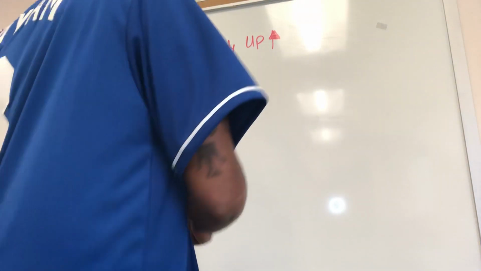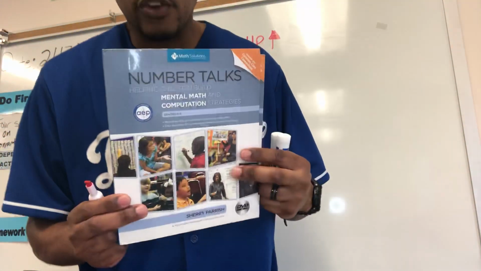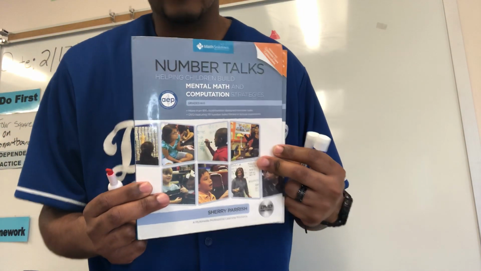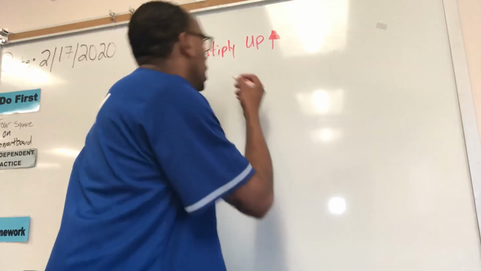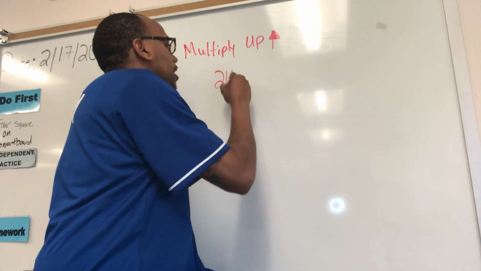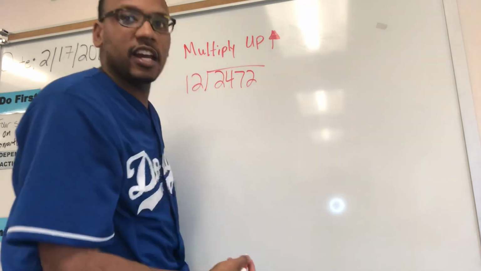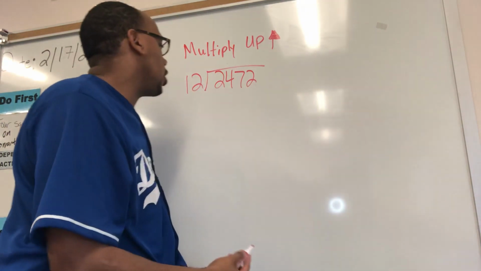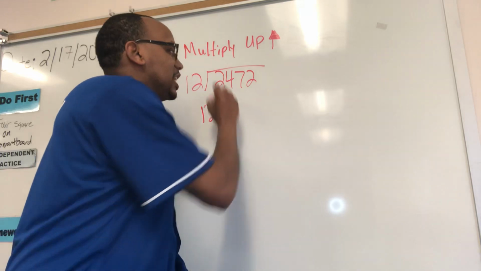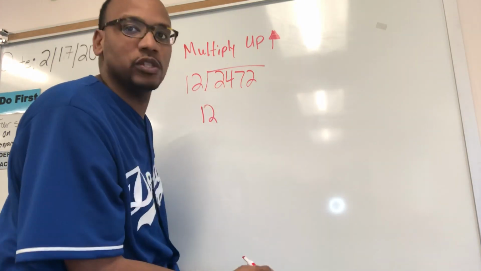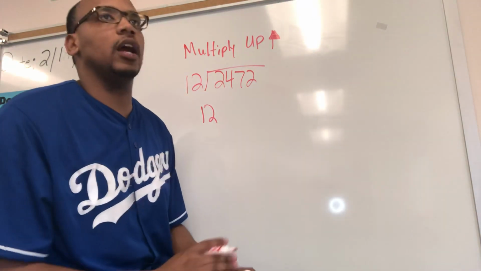Now, I learned this strategy from this Number Talks book. It's a great read, Number Talks, right? And what I learned is the same problem, 2,472 divided by 12. Instead of dividing it and breaking it down, we're going to take the 12 and we're going to multiply it up until we get to 2,472.